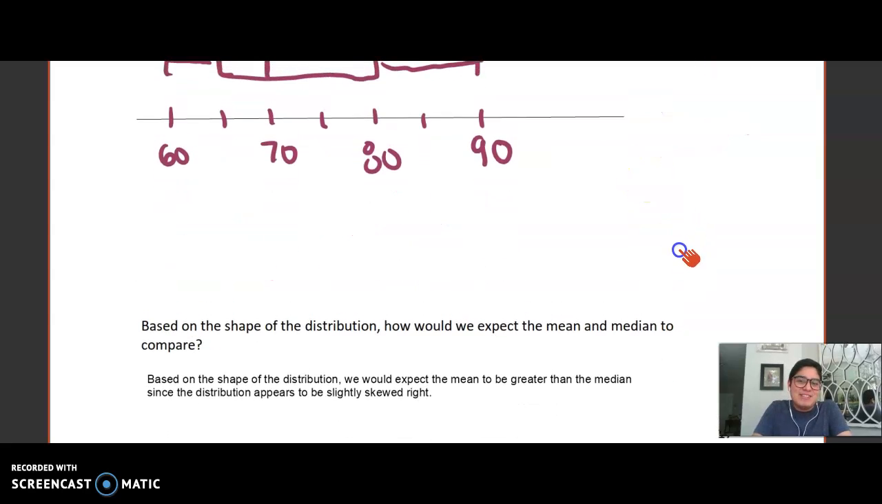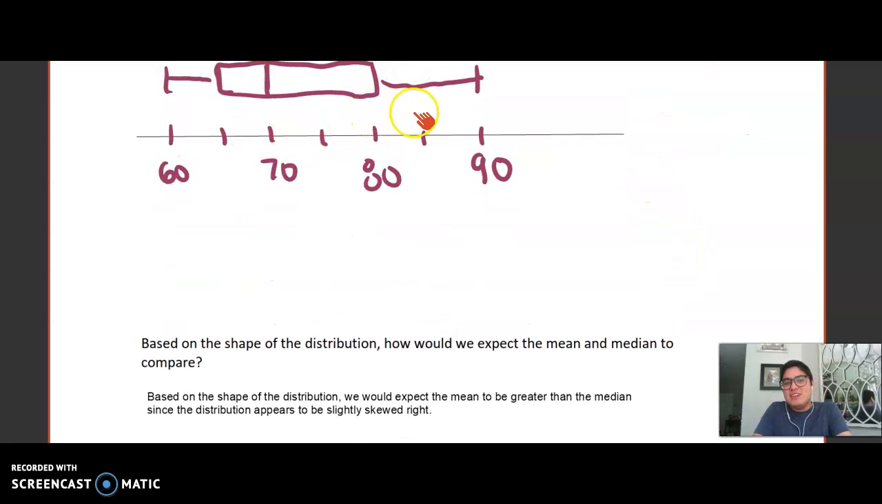And then lastly, based on our shape here of the distribution, notice that the right half of the box appears fuller, and then the tail on the right hand side also looks longer. So based on the shape of the distribution, we would expect the mean to be greater than the median since the distribution appears slightly skewed right. So we answered and we gave an explanation. There's no context here, so we're not going to worry about that.